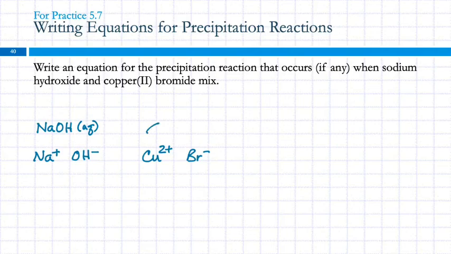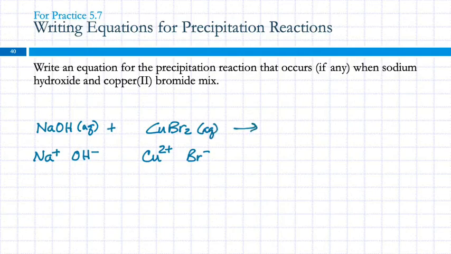So this formula is going to be CuBr2. I have 2 bromide ions. I'm not going to put parentheses around them though because it's just a single ion and it's not confusing. Soluble or insoluble? This is going to be soluble because if we look at those rules, bromide compounds are soluble with a few exceptions, but copper isn't one of them. So this is also aqueous.